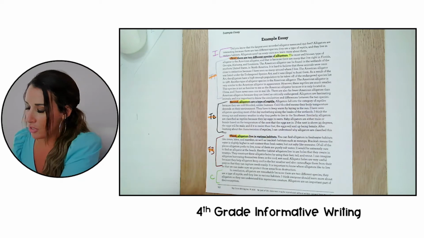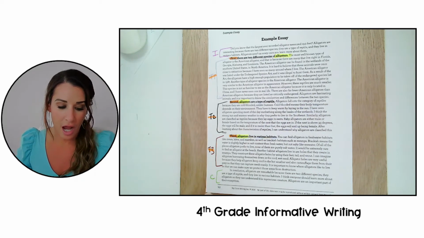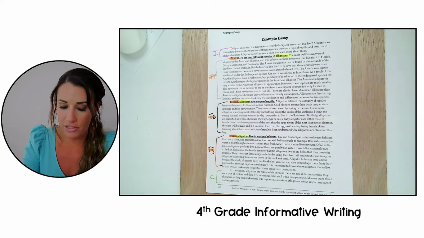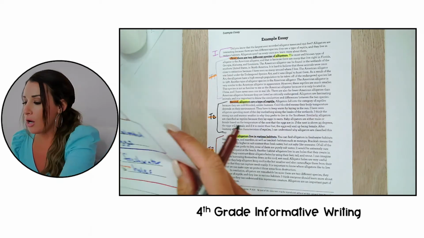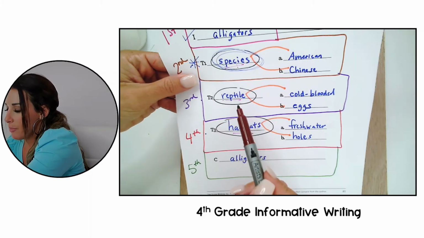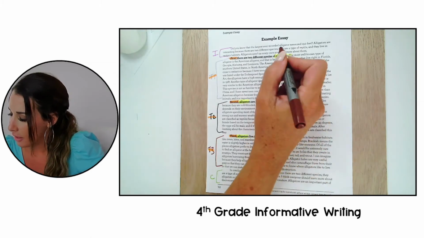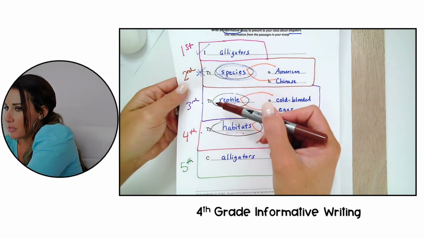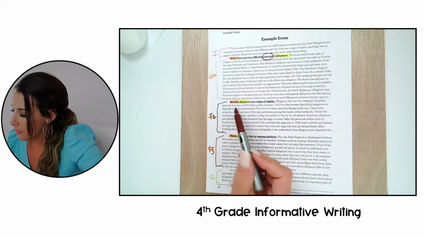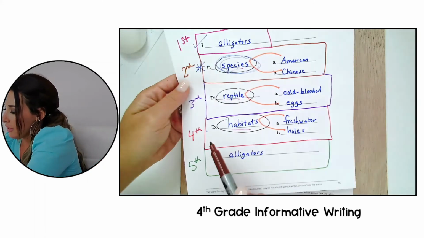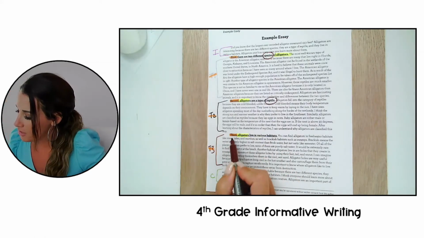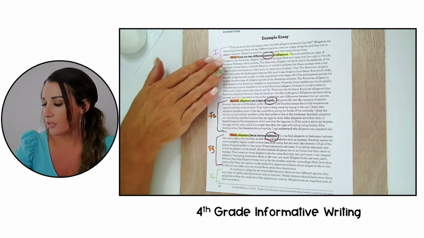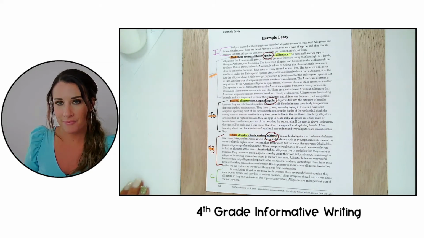And then I want you to notice that I named my 3 topics from my planning. That's the most important part, that you're naming your topics from your planning. Remember, our topics were species, reptile, and habitats. I have species for topic 1, because that's topic 1. Topic 2 is reptile. And topic 3, habitats. So I have all the right parts to my topic sentences.